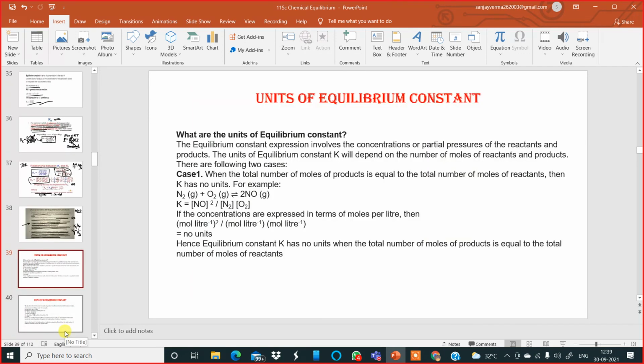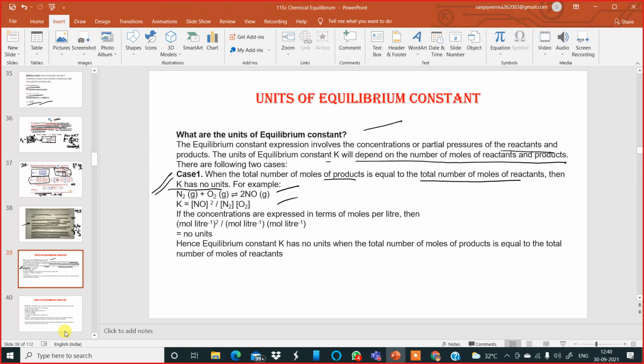Now, another important thing over here is the units of equilibrium constant. What are the units of equilibrium constant? The equilibrium constant expression involves the concentration or partial pressure of the reactants and products. The units of equilibrium constant K will depend on the number of moles of reactants and the number of moles of products. There are two cases to be followed. Case 1: when the total number of moles of product is equal to the total number of moles of reactant, then there is no unit. It has no unit.